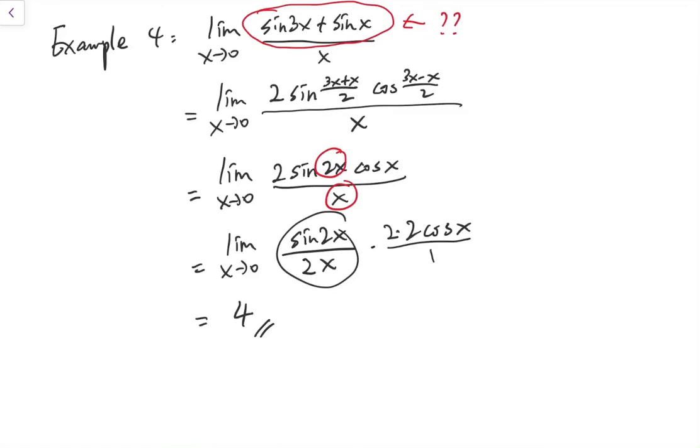So finally, you get 4 times 1, which is 4. Got it? So now it's your turn to do the quick practice.